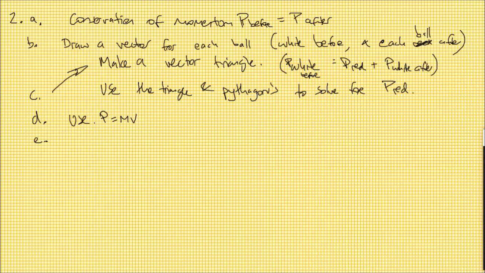Part D, calculate the speed of the coloured ball. Well, if you have its magnitude of momentum, you can use P equals mv. Part E, calculate the angle through which the white ball was deflected. Again, you can use your triangle and SOHCAHTOA to solve for the angle of deflection of the white ball. You just have to choose which angle in your triangle is the relevant one.